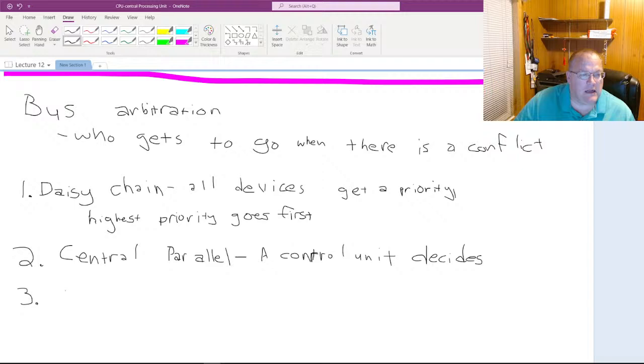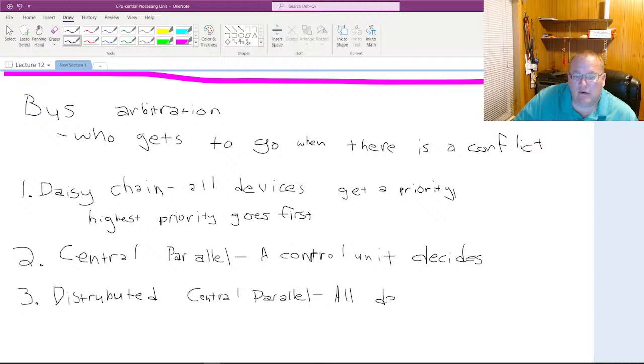Then we have distributed central parallel arbitration. All right, so what this says is there isn't a designated control unit. All the devices, we can think about it, they know how to choose. I'm going to borrow a word from up here: how to choose priority.